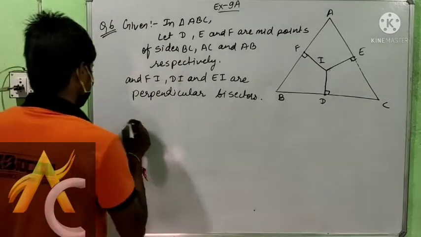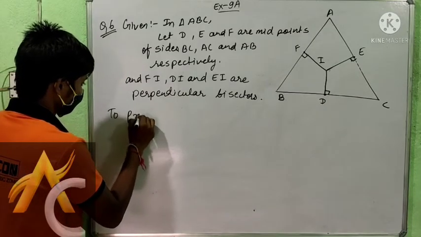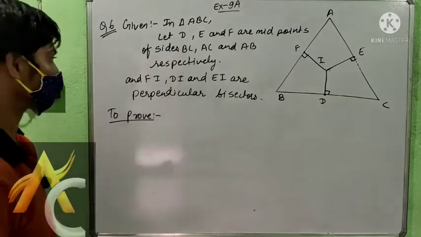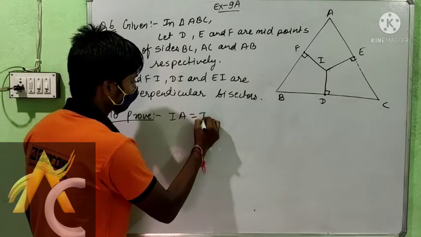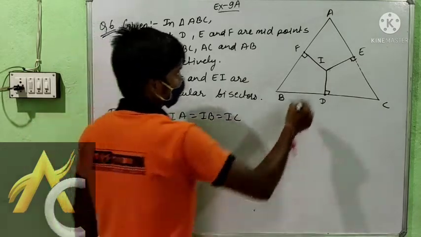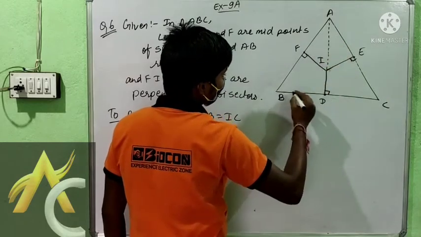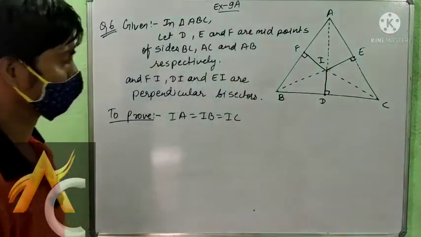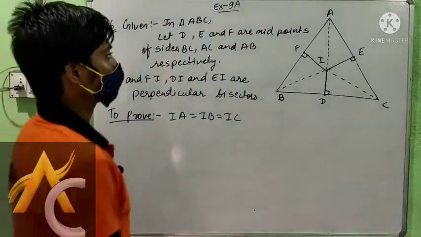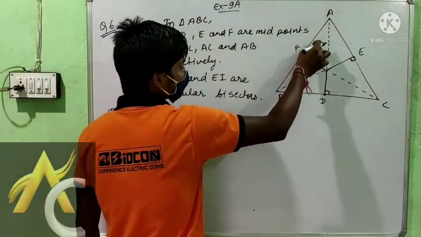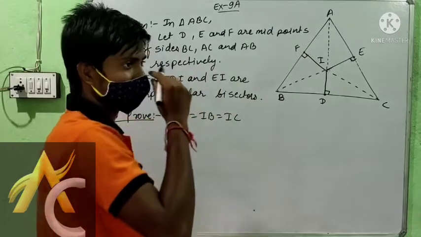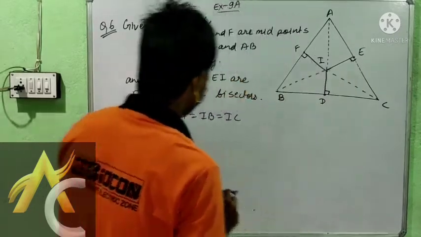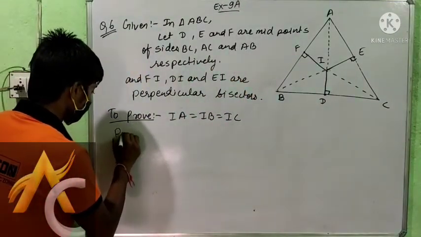Now we have to prove that IA is equal to IB is equal to IC. IA is equal to IB is equal to IC means this IA is equal to IB is equal to IC. Okay, clear? So to prove IA is equal to IB, we are going to take this triangle and this triangle and try to prove that these triangles are congruent. So proof is here.